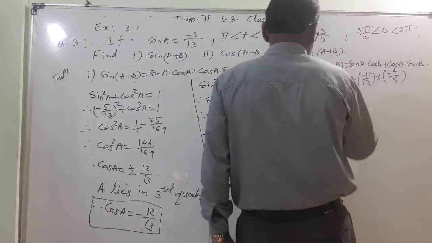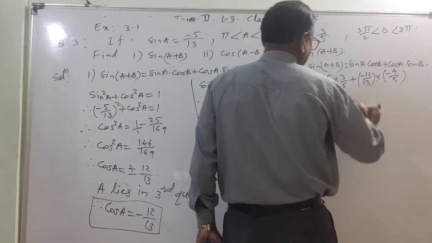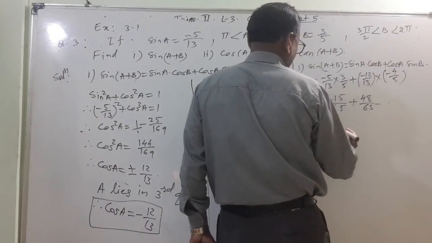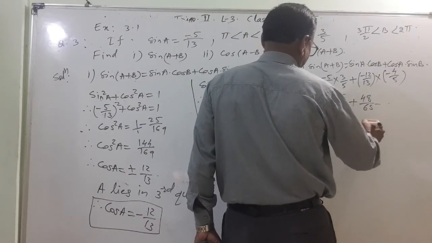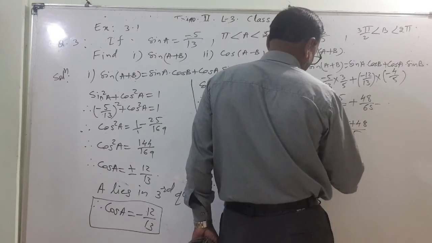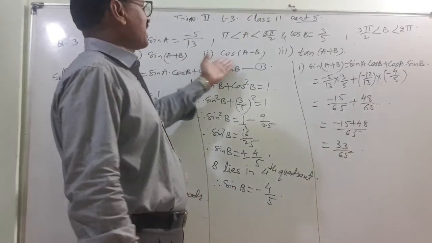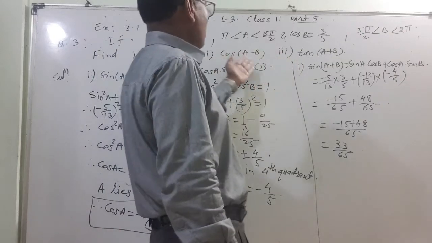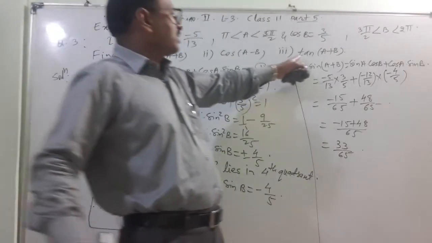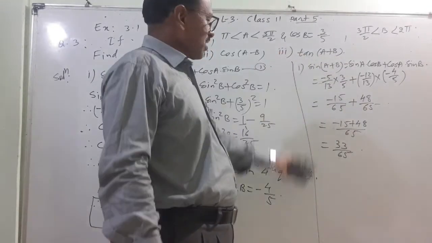So that is equal to minus 15 upon 65. This minus minus plus 48 upon 65. That is equal to minus 15 plus 48 upon 65. So 33 upon 65. This is the answer. And similarly for tan A minus B, A plus B, all these values, tan of A plus B you can find. Tan A plus B, tan A plus tan B upon 1 minus tan A into tan B. So from this you can find all the values.